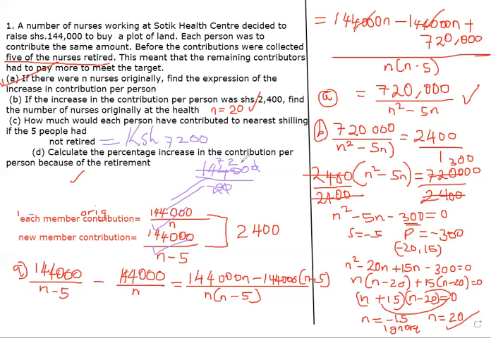Calculate the percentage increase in the contribution per person because of retirement. So before these 5 people retired, this is the original amount they were paying. After retirement, they had to contribute more. So this increase here is what we'll put. This one here we divide with the original times 100. So part D, I'm trying to use this because everything is mixed here.